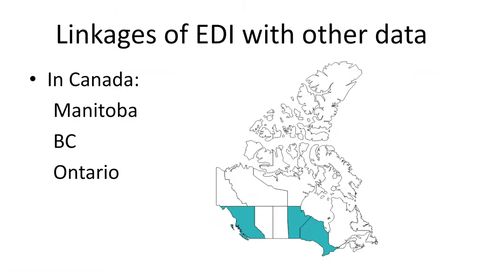Next, please. So the majority of the, as you will see in a second, the majority of the information and interesting results that we're getting from using the data comes from linkages with other data. In Canada, the three provinces that have these very well set up linkages are Manitoba especially, British Columbia and Ontario, and other provinces are kind of catching up.